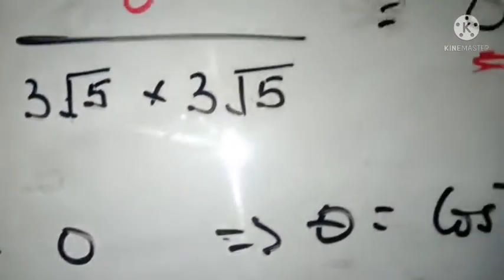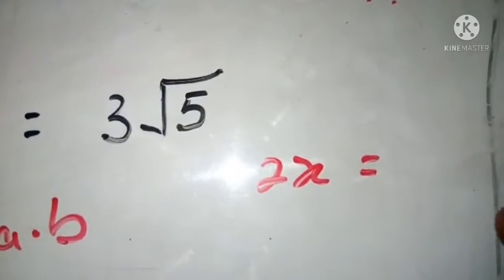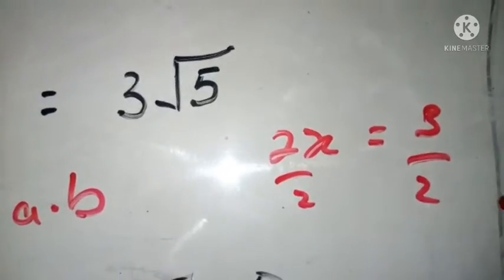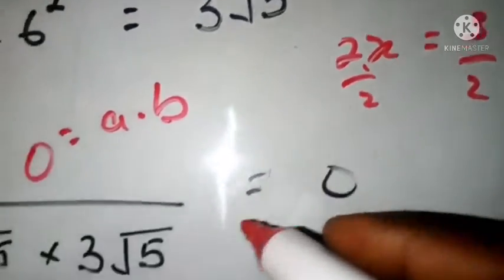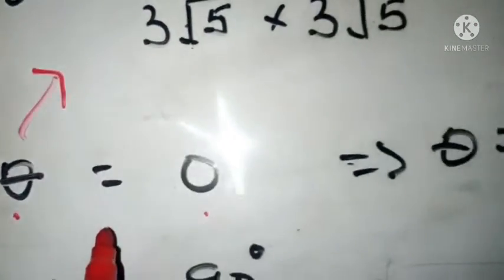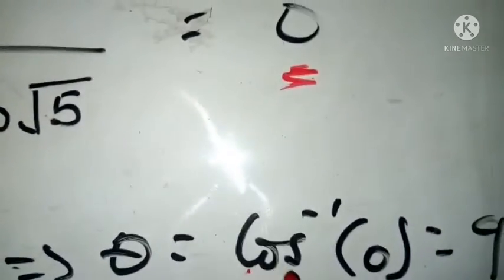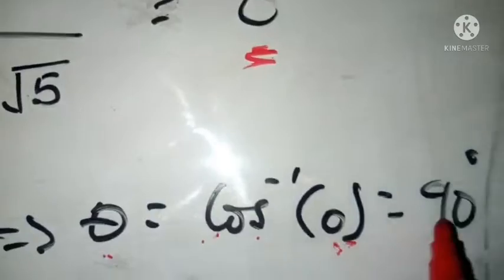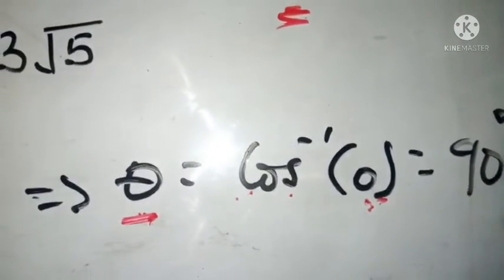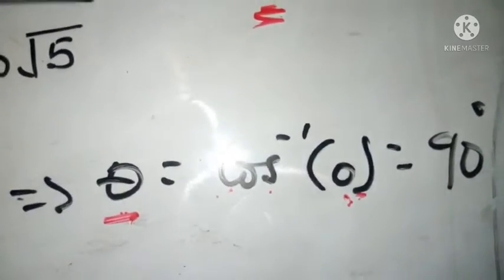Just like saying if you have 2x equal to, let's say, 3, you divide both sides by 2 to get your x. But here in trigonometry, we have cos theta and we want theta, so you have to take the cos inverse. This means theta is equal to the cos inverse of 0, which is 90. So the angle between you and your friend is 90 degrees. Perfect, this is how simple you have to use that method.